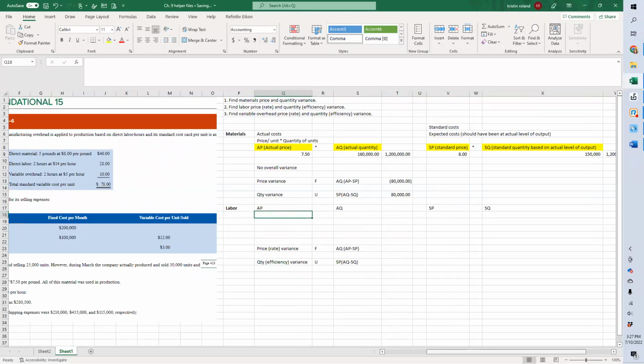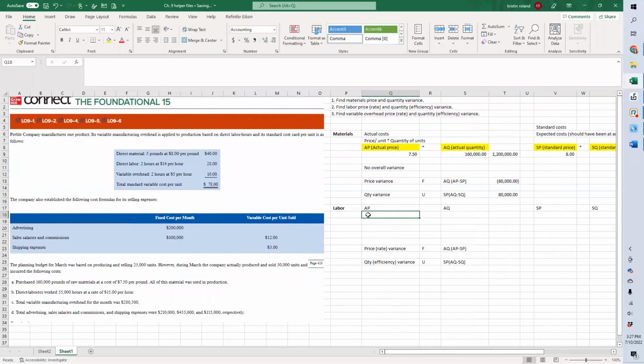Okay, so can we find our actual price of labor per unit? So down here, direct laborers worked 55,000 hours, okay? So with regard to labor, we're talking about labor hours. And so that tells me my actual quantity used is 55,000 hours. And the rate, or the price per unit, per hour, is $15 per hour. So my total labor cost is the 15 per hour times 55,000 hours. So I get 825.